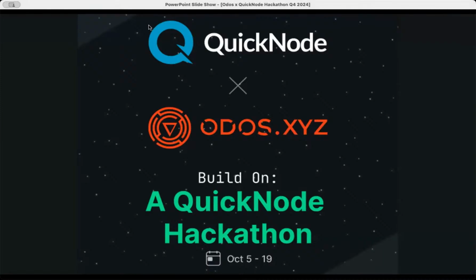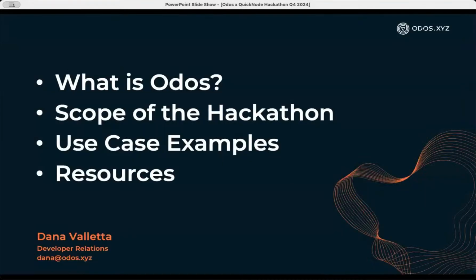Today we're going to be going over our upcoming hackathon partnership with QuickNode. So let's get right to it. In this video, we're going to go over what Odos does, what we offer the market. We'll go over the scope of this hackathon, the APIs that you'll be using. This will be the focus of our event. We're going to go over some code examples and some use cases, and then we'll end with some resources for you to reference as you build it over the next few days.